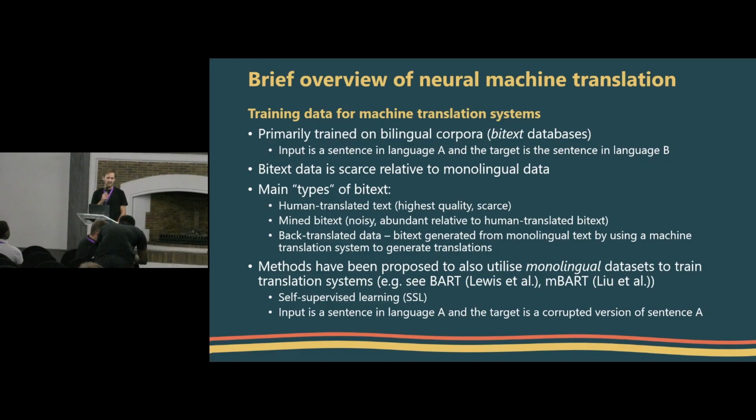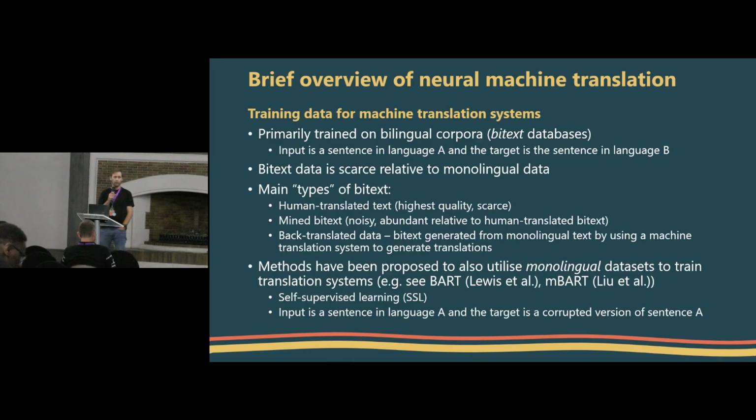There are three main types of bitext data that we talk about. The highest quality is human translated text. That is the scarcest by a long way, and virtually non-existent for lower resource languages. Then we have mined bitext data, which is basically using heuristic algorithms to try and align texts that are available in multiple languages and break them up into paragraphs, sentences or whatever units. That's relatively abundant compared to human translated text, but it's also relatively noisy.